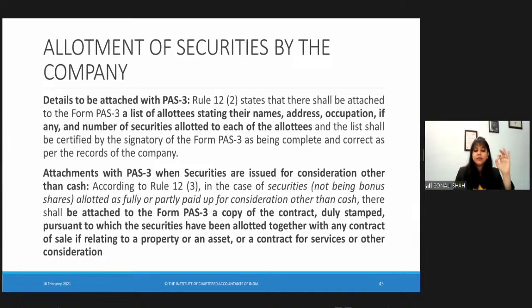Along with that, whenever the securities are issued for consideration other than cash. So as of now, we were understanding a situation where the company has issued an offer. Under the offer, applications are made by the people who are interested. They give the money in the form of cheque or demand draft or NEFT. And if they are shortlisted, the securities are offered to them. But there are a lot of situations in business where securities are issued for consideration other than cash.